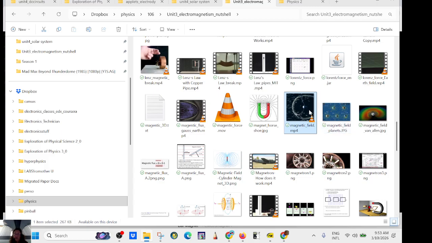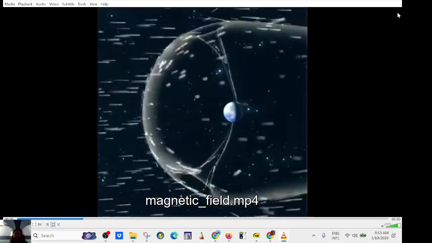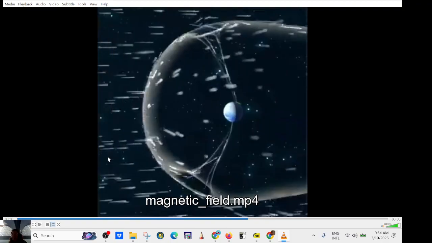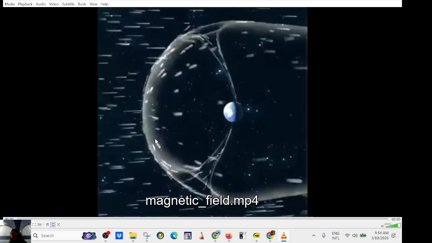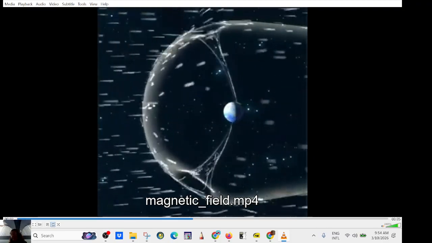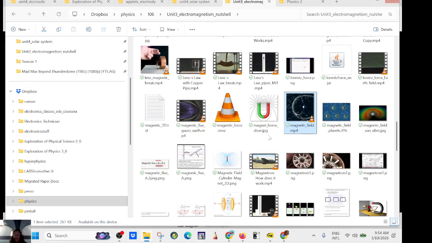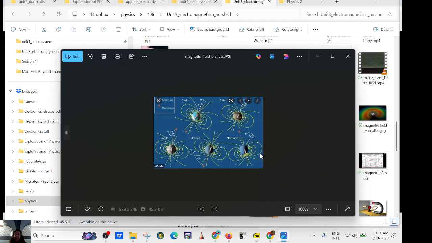But this picture is good enough. They come from the sun, mostly the sun. That's why this is day and this is night. Okay, and most of the planets, all of the planets, they also have a magnetic field to protect them.